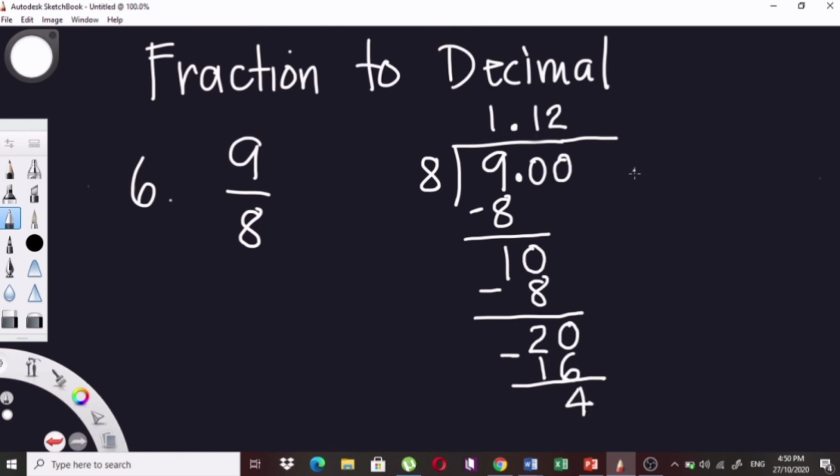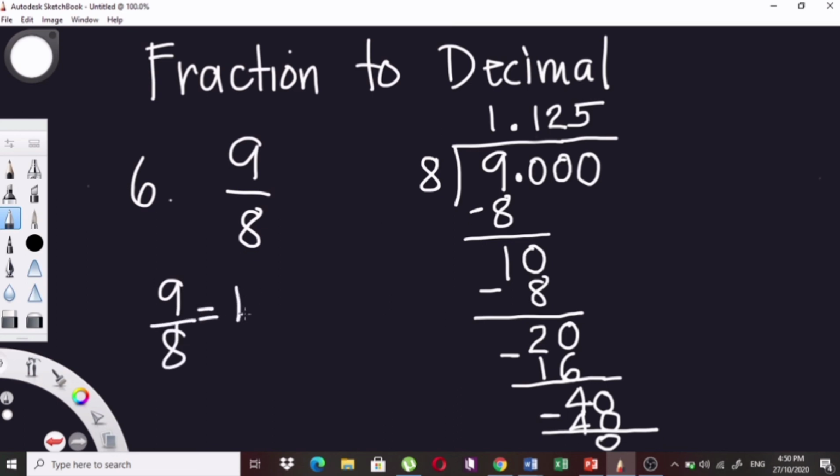So, hanggat hindi pa siya nagiging 0 dito, mag-a-add ulit tayo dito ng 0 sa dividend. Then, bring down 0. So, 40 divided by 8. No? Ilang 8 meron sa 40? So, we have 5. Then, 5 times 8. Okay, so we have 40. Then, 40 minus 40, 0. Okay, 0 na siya. Finally. So, this is now the final answer. So, 9 over 8 is equal to 1.125. Okay, so this is the answer.